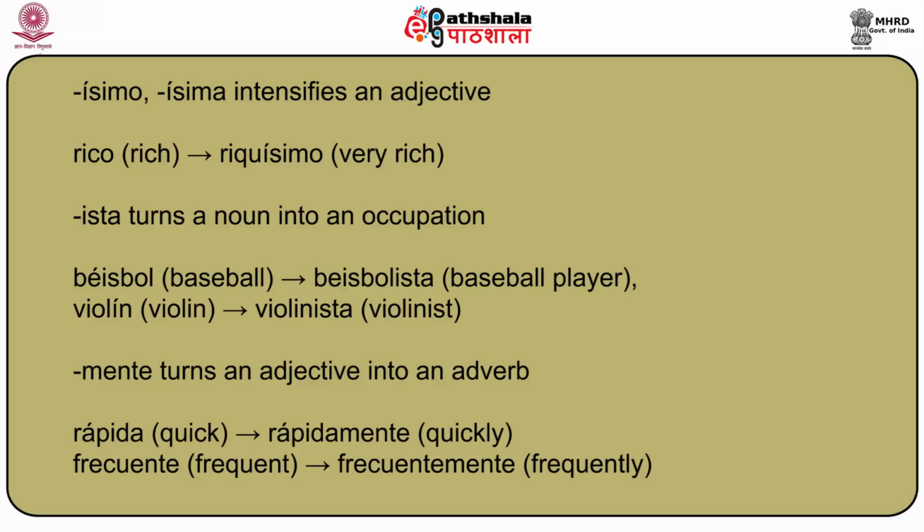Ista turns a noun into an occupation. Baseball, baseball, becomes baseballista, baseball player. Violin, violin, turns into violinista, violinist. Mente turns an adjective into an adverb. Rápida, quick, rápidamente, quickly. Frecuente, frequent, becomes frecuentemente, frequently.